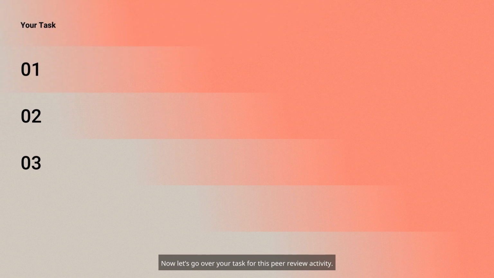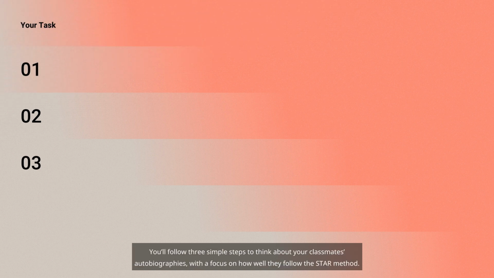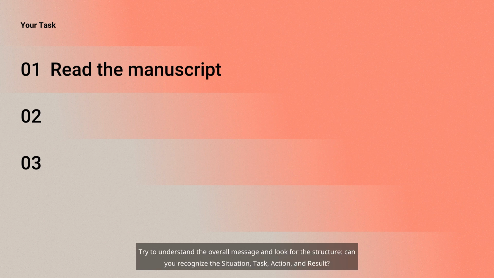Now let's go over your task for this peer review activity. You'll follow 3 simple steps to think about your classmates' autobiographies, with a focus on how well they follow the STAR method. Step 1. Read the manuscript. Take your time to read your classmates' autobiography carefully. Try to understand the overall message and look for the structure. Can you recognize the situation, task, action, and result?